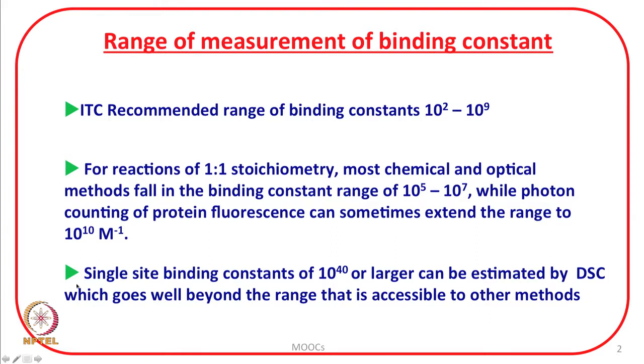Single site binding constants of the order of 10 raised to the power 40 or larger can be estimated by DSC. Which goes well beyond the range that is accessible to other methods. So, in this lecture we will be discussing the use of differential scanning calorimetry in estimating the values of binding constant.